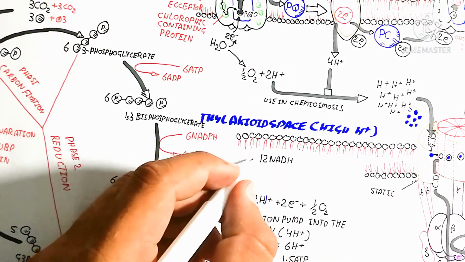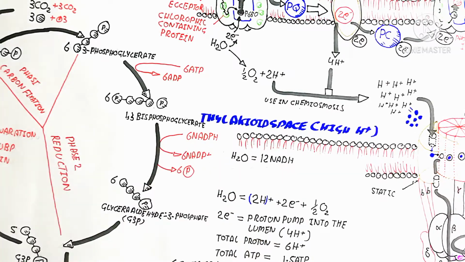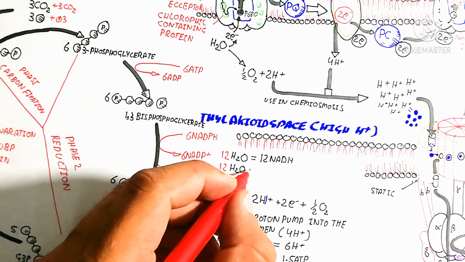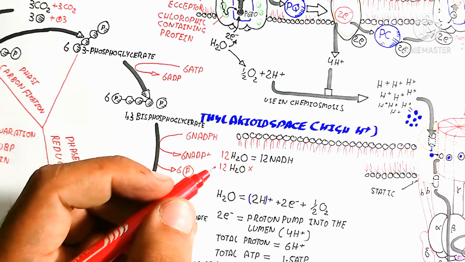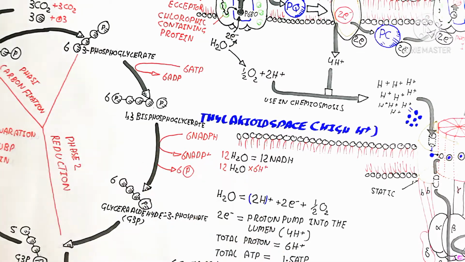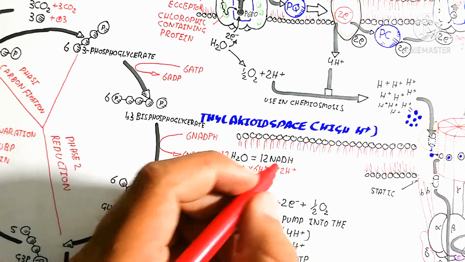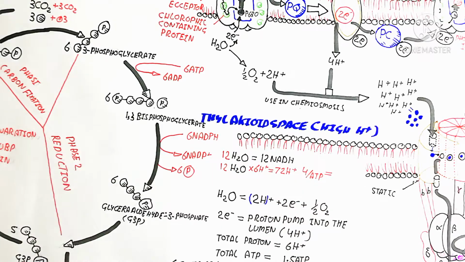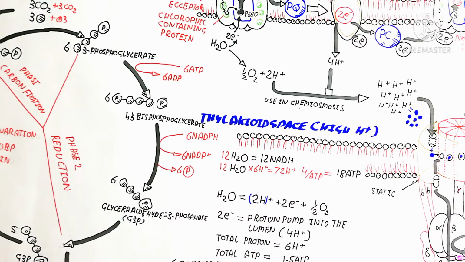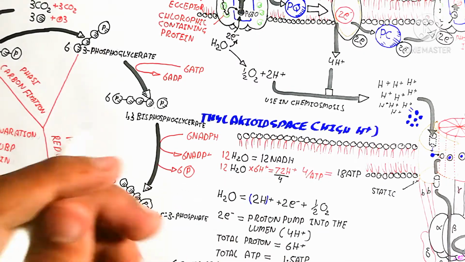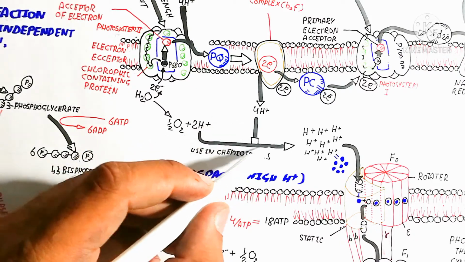Right? So here I am drawing 12 water molecules produced for 12 NADPH. Why? Because 2 electrons produce 1 NADPH. So the 12 H2O produce the 12 NADPH, because 2 electrons are produced from 1 molecule of water. So the 12 water molecules are multiplied by 6 protons to produce 72 protons. It means 1 molecule of water will produce 6 protons.